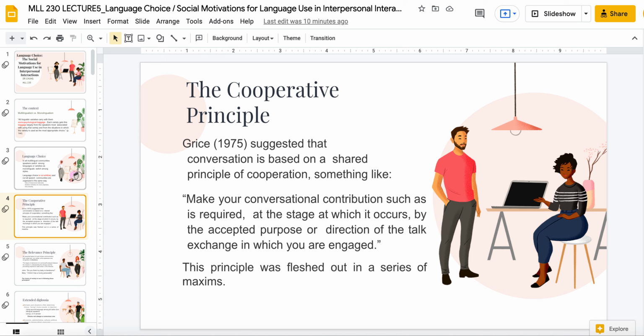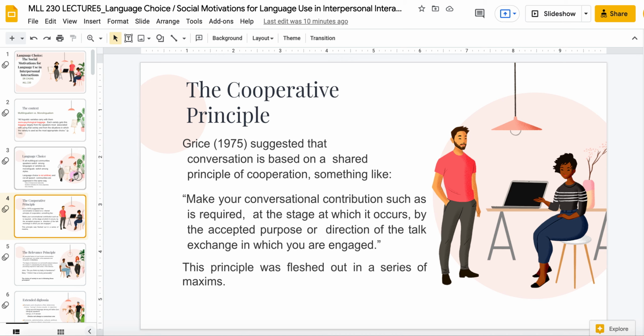So, Grice, he was a linguist back in the day. He came up with what's called the cooperative principle. He's kind of like the father of modern pragmatics, and he said that within a language, I think he was mostly speaking about English, you need to make your conversational contribution such as is required at the stage at which it occurs by the accepted purpose or direction of the talk exchange in which you are engaged.